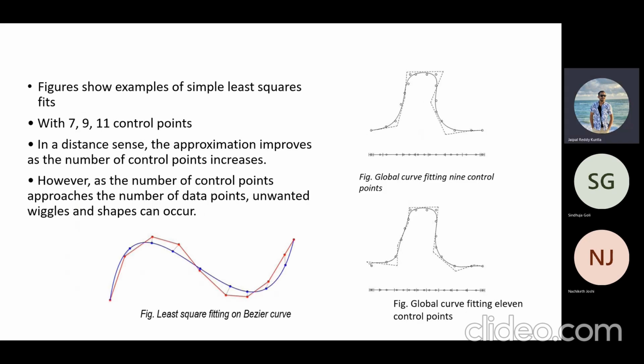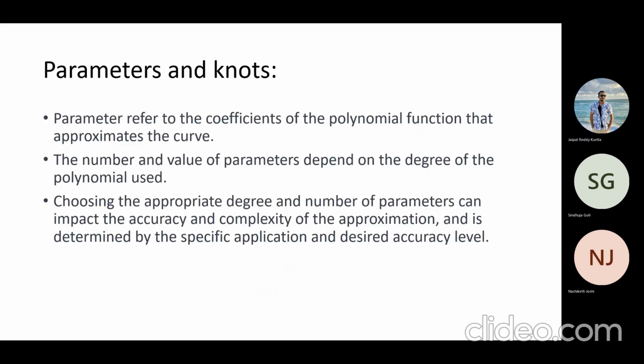So in the distant sense, the approximation improves as the number of control points increases. However, as the number of control points approaches the number of data points, unwanted wiggles in shapes can occur. So the three images show that when the number of control points increases, the number of data point approaches may also be increased, and the region of data points may be decreased when the points are together.